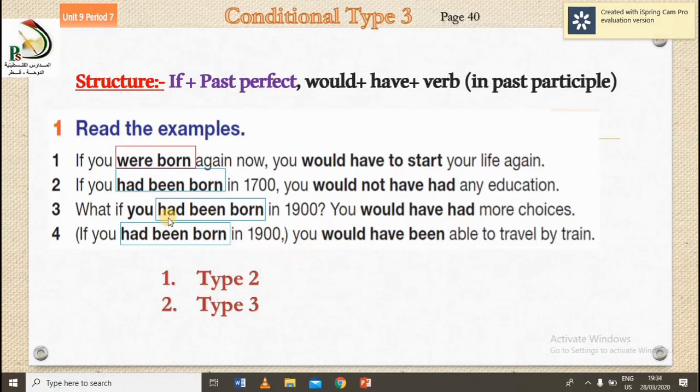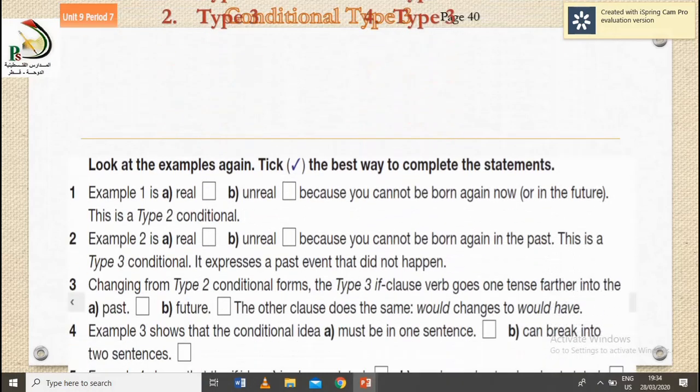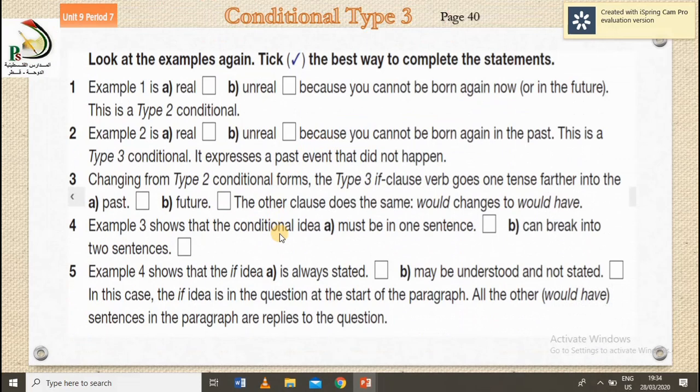Here we will continue with the third one. What if you had been born? You had been born. Past perfect. If you had been born, again we have past perfect. Would have been. Here also we have a past participle verb, and here had also is followed by a verb in past participle. So those 3 and 4 are type 3. Okay. Let's continue. Now, pause the video here and note down your answers.